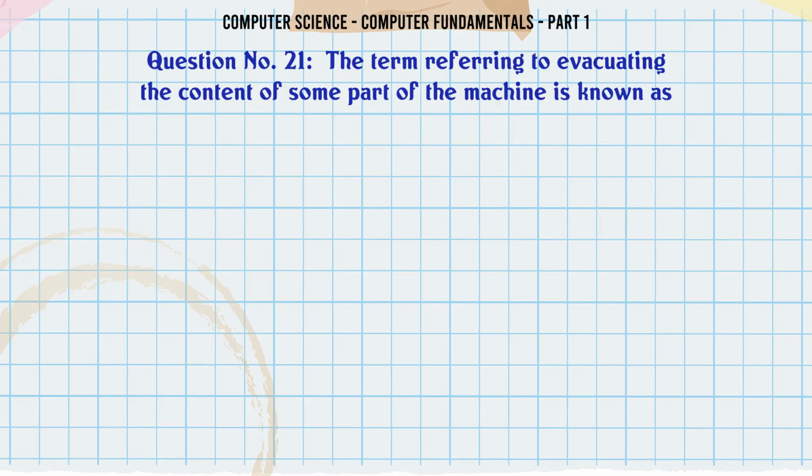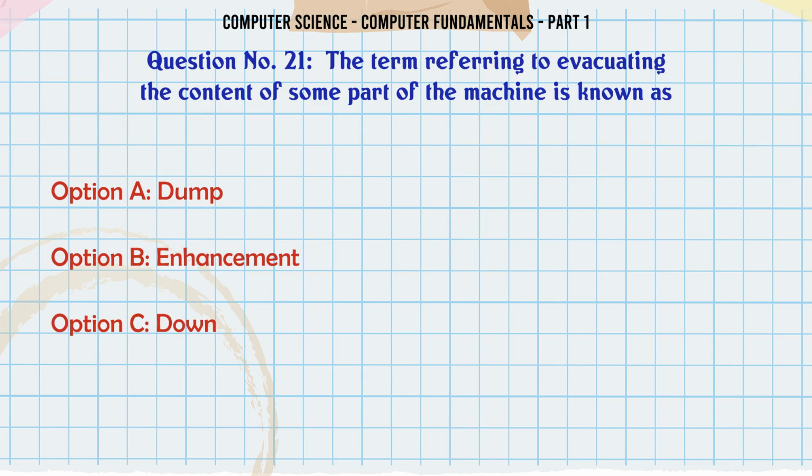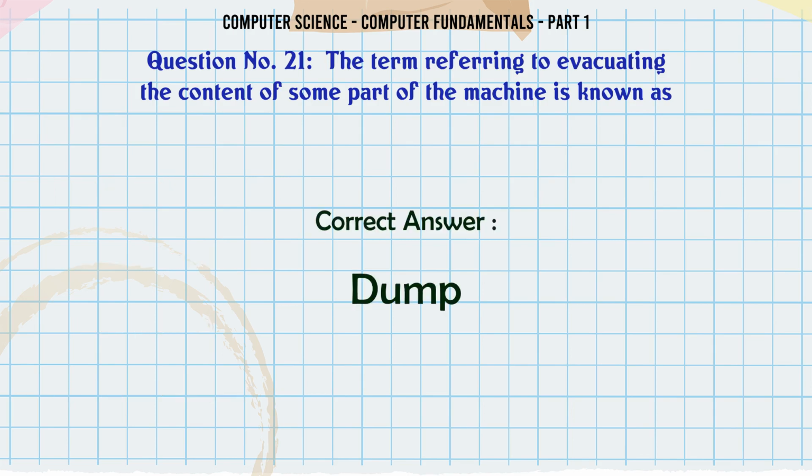The term referring to evacuating the content of some part of the machine is known as A. Dump, B. Enhancement, C. Down, D. Compiler. The correct answer is dump.